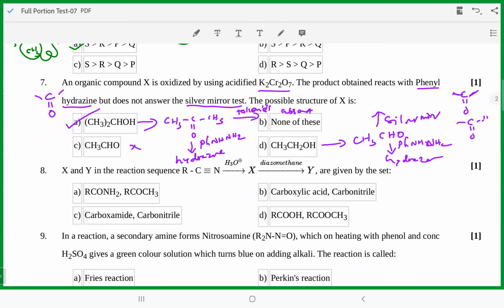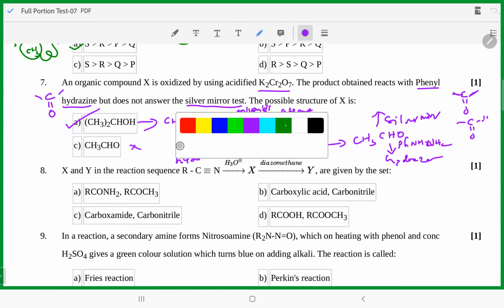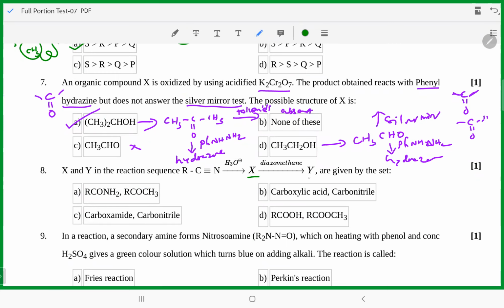Next, the X and Y reaction in the sequence: R triple bond CN reacted with H3O plus gives X, and with diazomethane it gives Y. So find the answer from the given set.